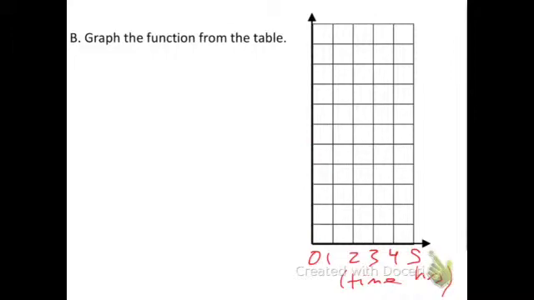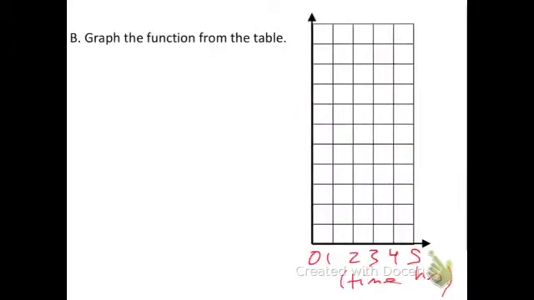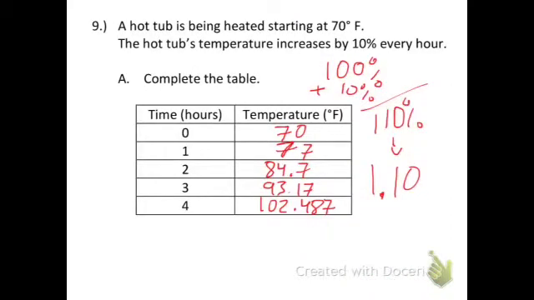I could really start my graph, count by tens, because it's well within that range there. And so I think that's what I'm going to do here. Just count by tens. Yeah, and so that's what I'm doing for my y-axis here. This is all temperature in degrees Fahrenheit. 70, 80, 90, 100, and 110.